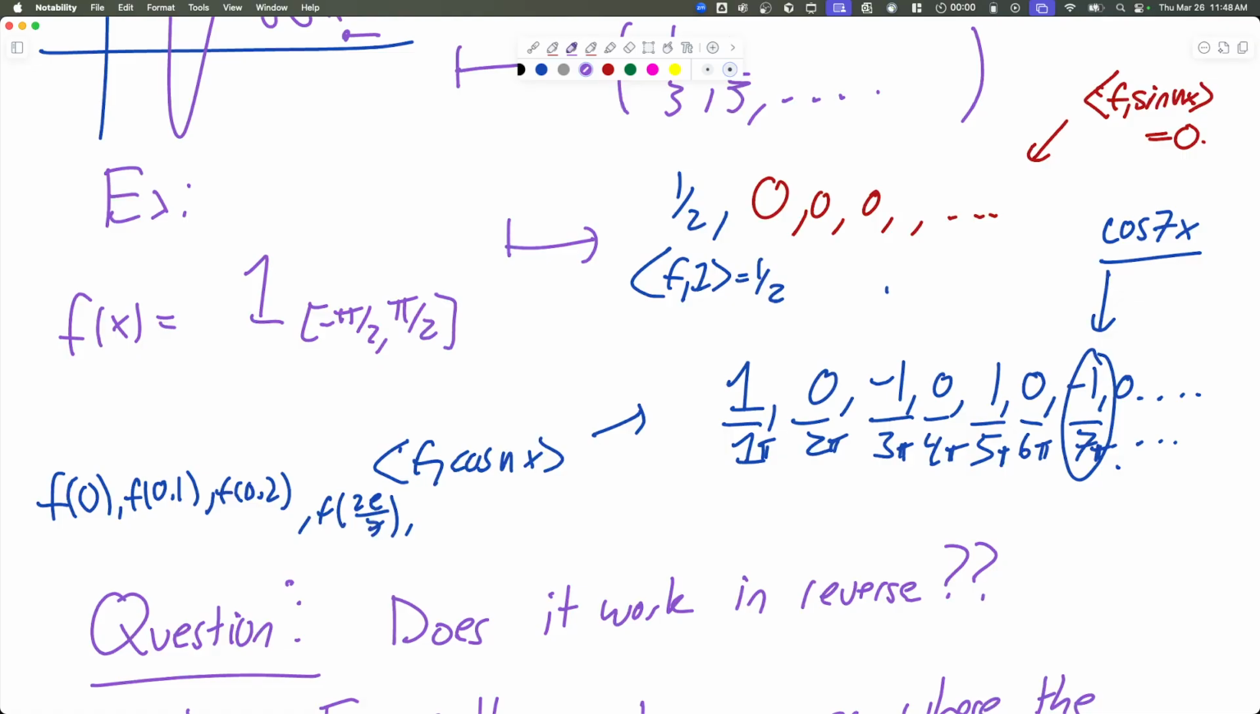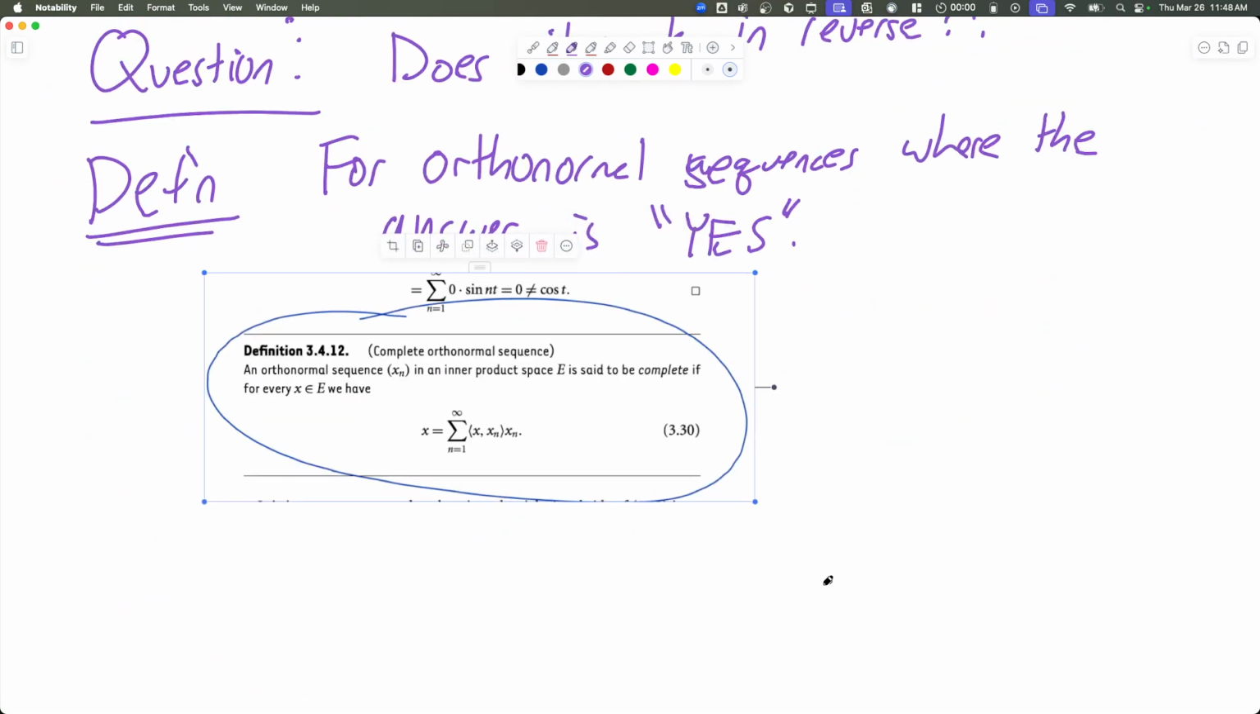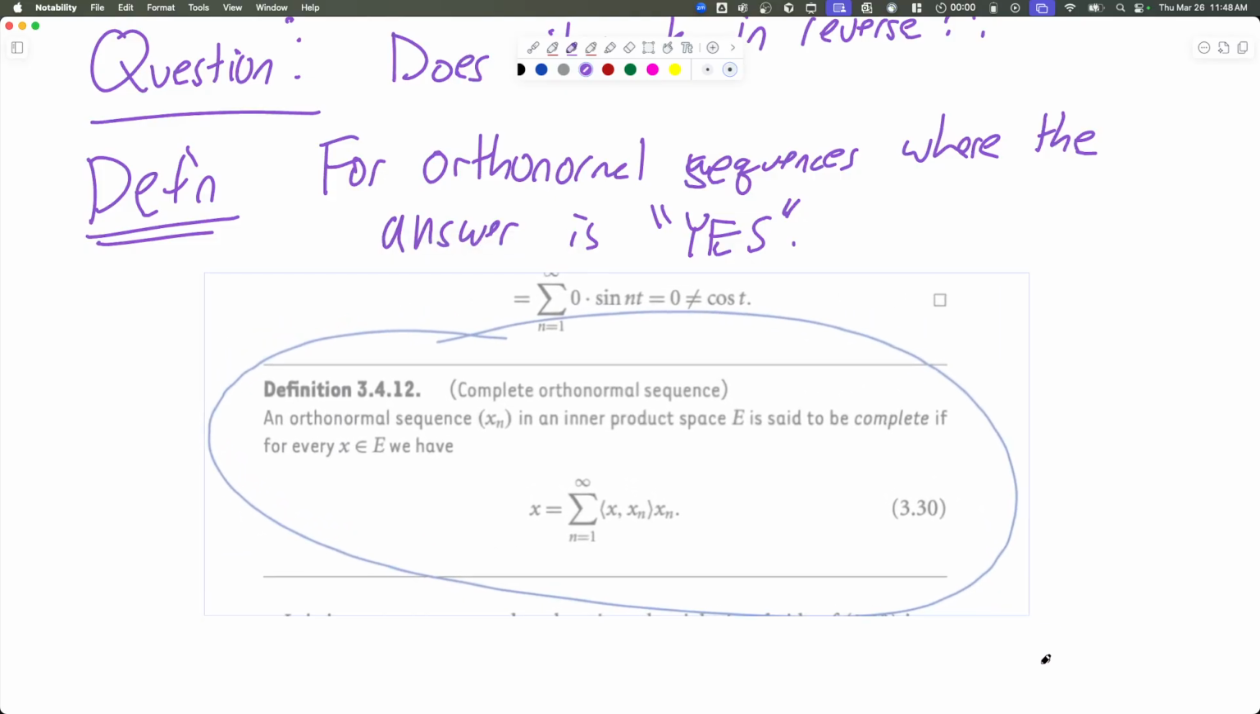Okay, let me copy paste the definition from the textbook, so I get the number right. Okay, here we go. I've drawn a big circle around it. Definition 3.4.12.